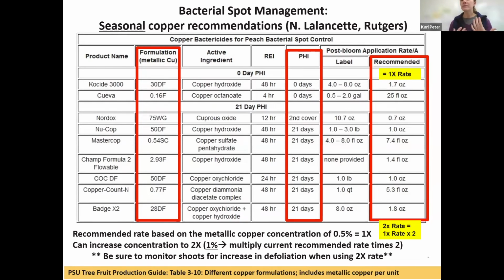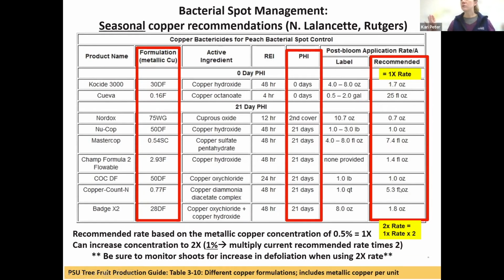Now, perhaps you're not satisfied with that disease control. Well, you can double that rate to the 2X rate, doubling the amount. In the case of Cuprofix, it would be 3.4 ounces to the acre during your season. That's usually the rate I always pick, the 2X rate. For Kocide, it's 25 fluid ounces, and if you want the 2X rate, it would be 50 fluid ounces. For Nordox, the 1X rate, or the 0.5% metallic rate, would be 0.7. If you want a little bit more control, it would be 1.4, etc.